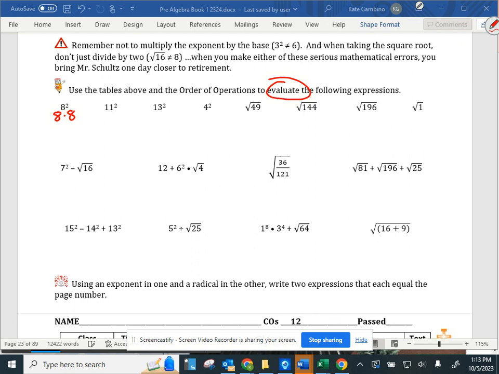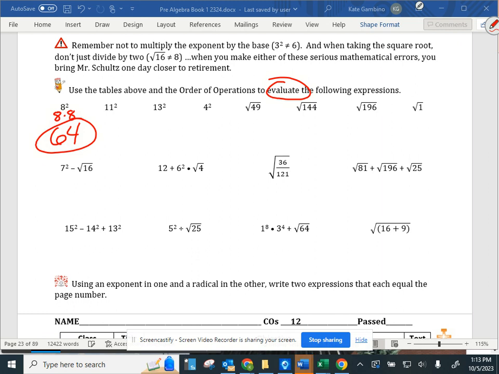Do the math. What does it equal? So what is 8 squared equal? So I don't want to see 8 times 8. I want to know what is 8 times 8. It is 64. So you want to show that answer.